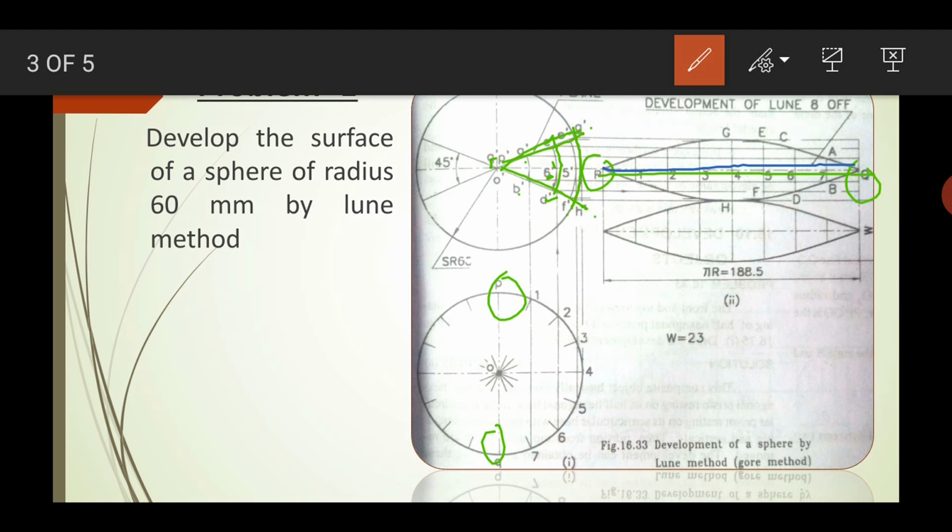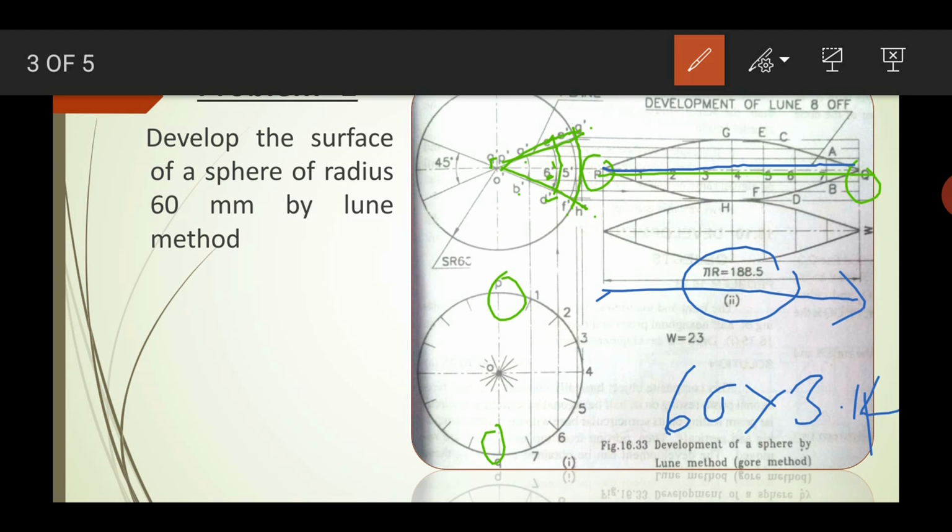What will be the length, actually? It is pi into r, that means 188.5. How, since r is 60, and 60 into 3.14, you will get this length. You get this length and mark it. Now this capital P point and Q point you will get, then divide it into 8 equal parts and name them. So I am going to divide into 8 parts, 1 2 3 4 5 6 7 and 8. The last part is 8.